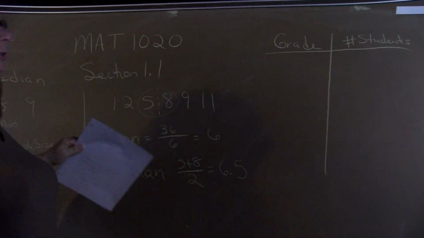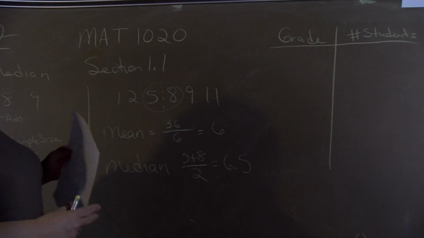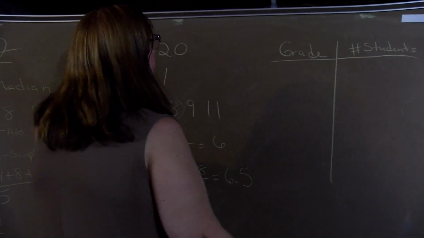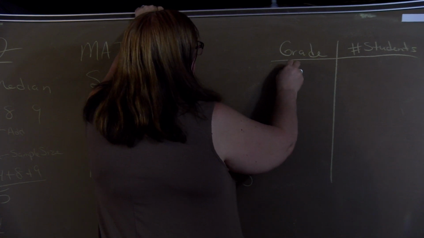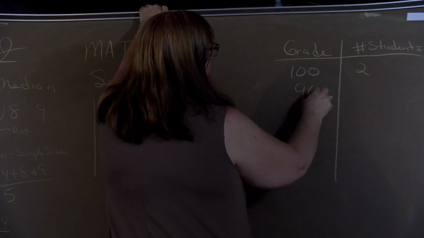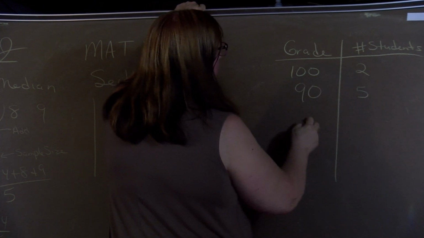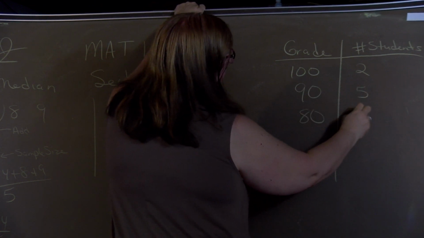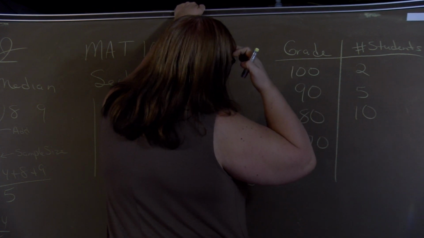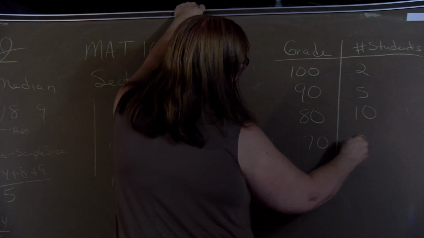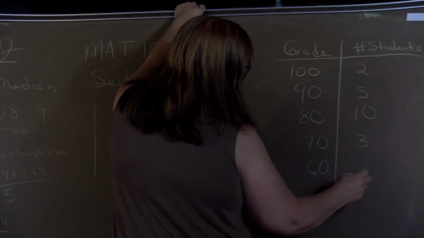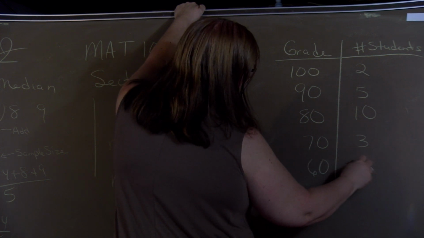Now, sometimes you have to have what's called a weighted mean because they put it into a frequency table. And so if they said that a grade of 100, there was 2 students, maybe a 90 had 5 students, an 80 had 10, 70 was 3, and 60 was 5.